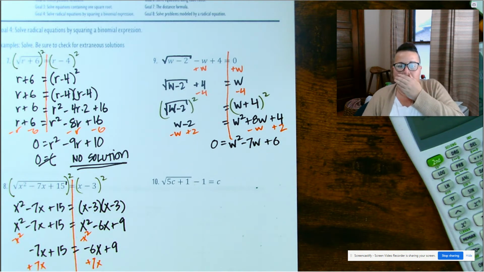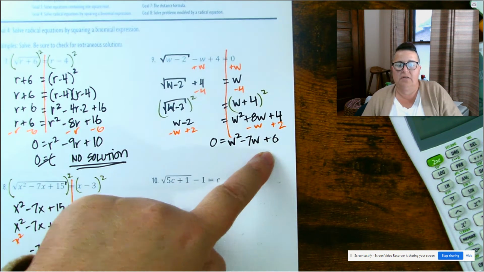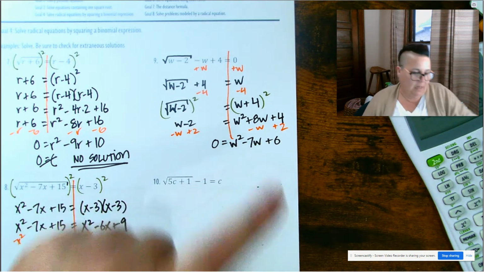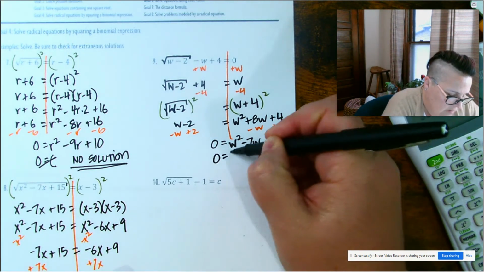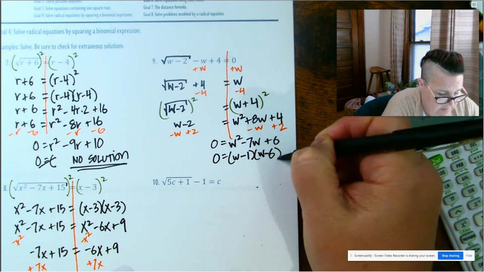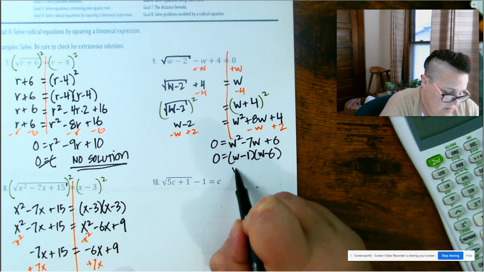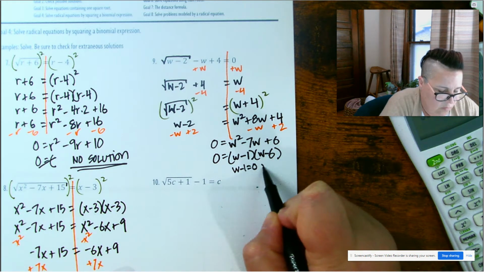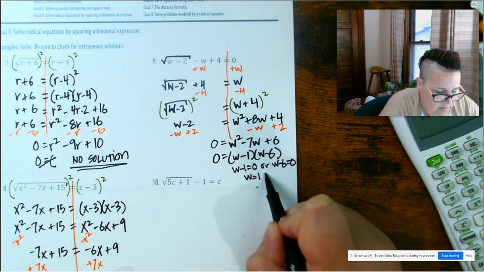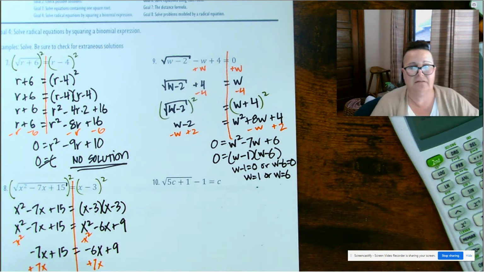Okay. Are there factors? I've got a quadratic. Are there factors of 6 that will add to be 7? 6 and 1. I need a negative. So this will be 0 is equal to w minus 1, w minus 6. Using my zero factor property, w minus 1 is 0, or w minus 6 is 0. w is equal to 1, or w is equal to 6. I have 2 viable answers.